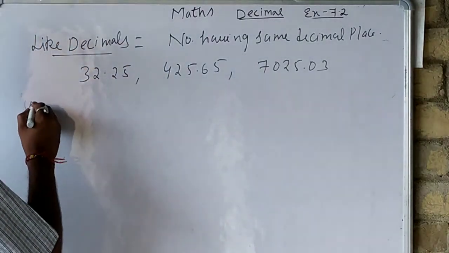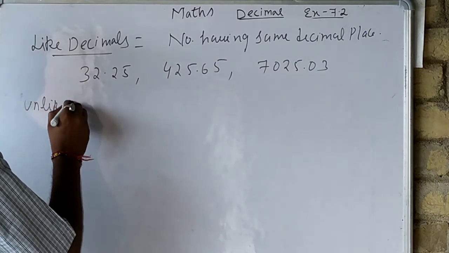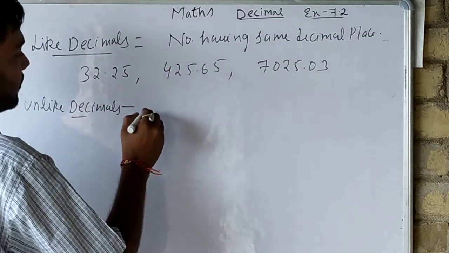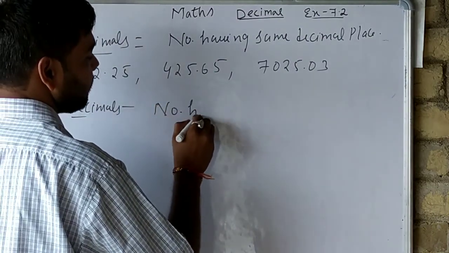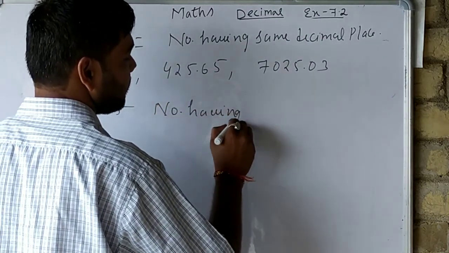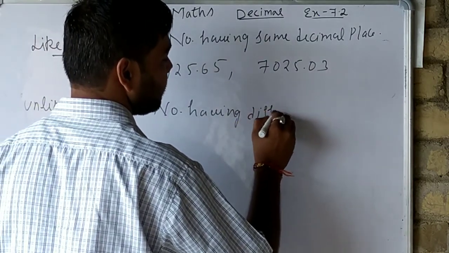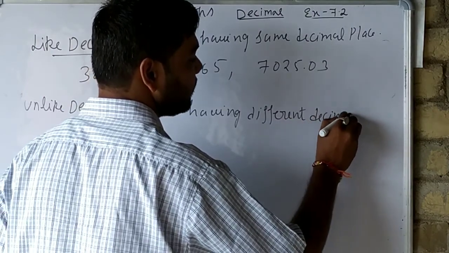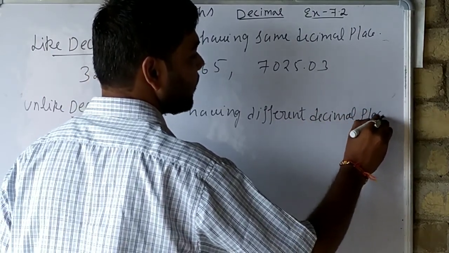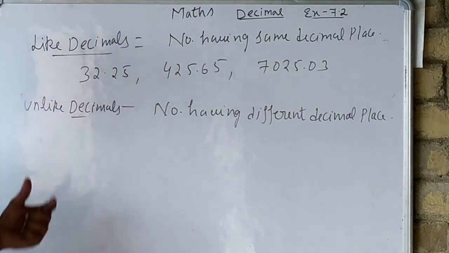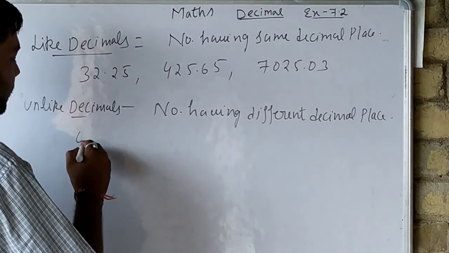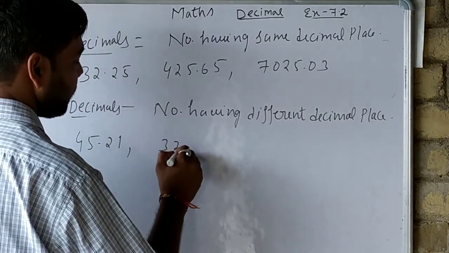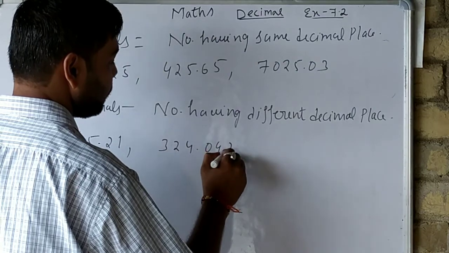So unlike decimals are numbers having different decimal places. Numbers having different decimal places are known as unlike decimals. For example, 45.21, 324.042, 475.9123.